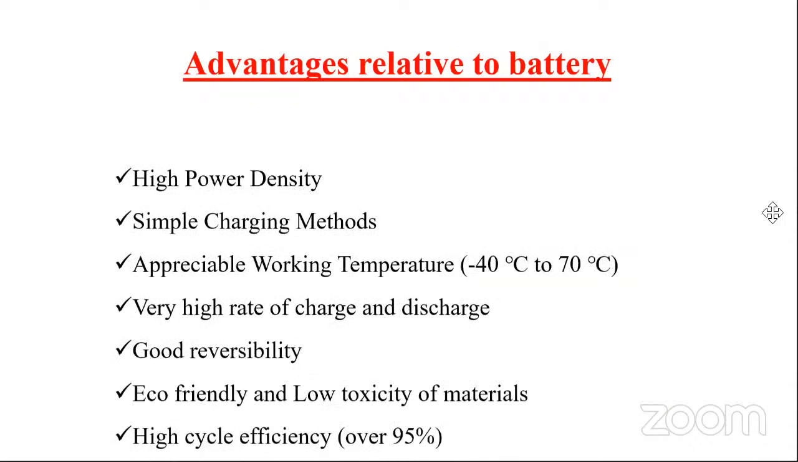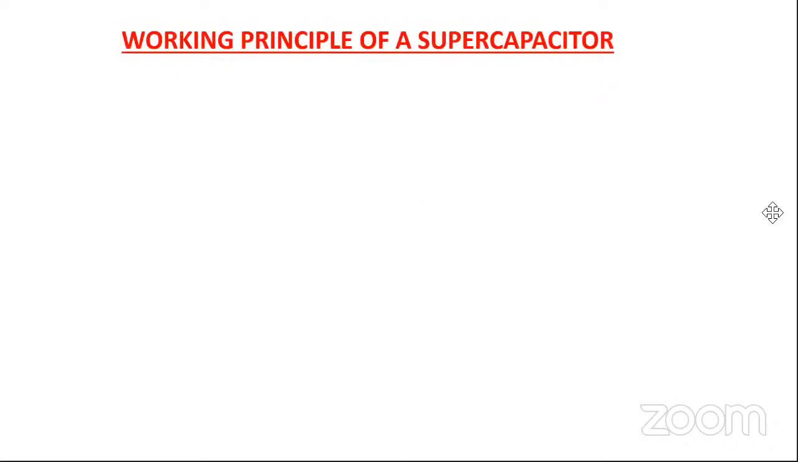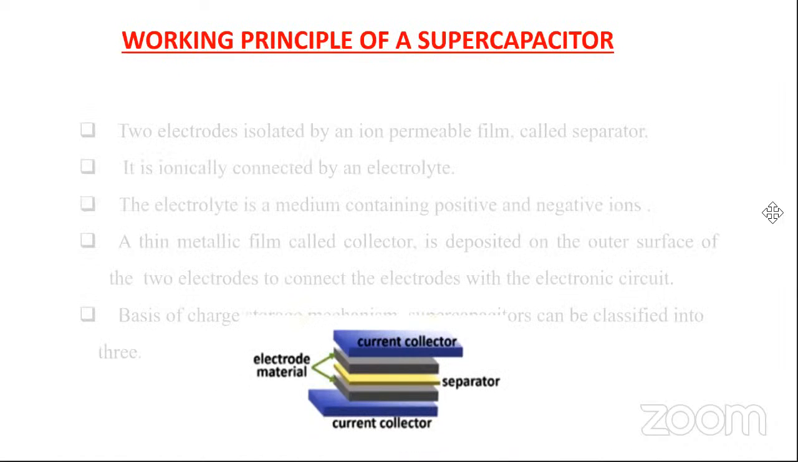And what are the advantages of supercapacitors over batteries? They have high power density, simple charging methods, and an appreciable working temperature range, almost minus 40 degrees Celsius to 70 degrees Celsius. They have a very high rate of charge and discharge, good reversibility, and are eco-friendly, and whatever materials we use are also very less toxic. They also have a high cyclic efficiency of nearly 95%.